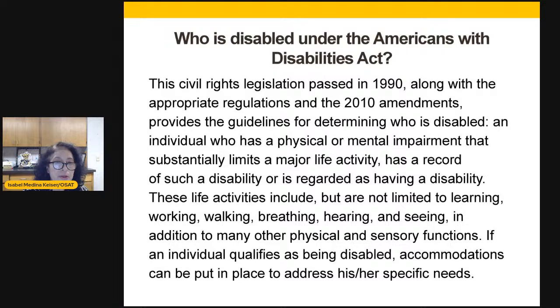So who is disabled under the Americans with Disabilities Act? A lot of people don't realize this is civil rights legislation that was passed in 1990. There have been some regulations and changes and amendments in 2010. But basically, a person who is disabled is a person who has a physical or mental impairment that substantially limits a major life activity, has a record of such a disability, or is regarded as having a disability. Some of the life activities include, but are not limited to, learning, working, walking, breathing, hearing, seeing, and other additional physical or sensory functions. It's also focus. So that's why one of the areas that is a disability is ADHD. Again, if the individual qualifies as being disabled, then accommodations can be put in place to address their specific needs. Next slide, please.